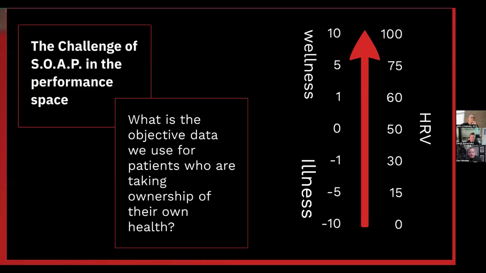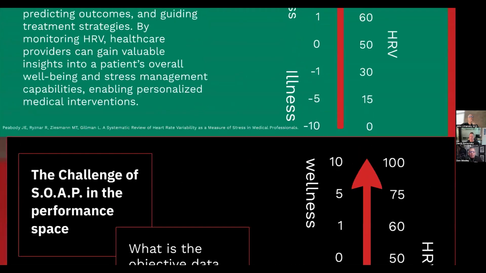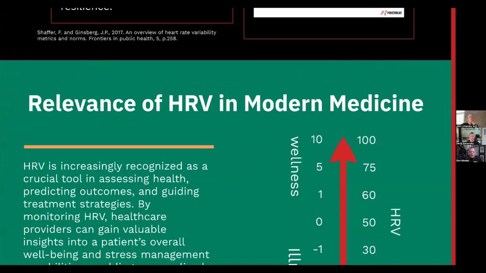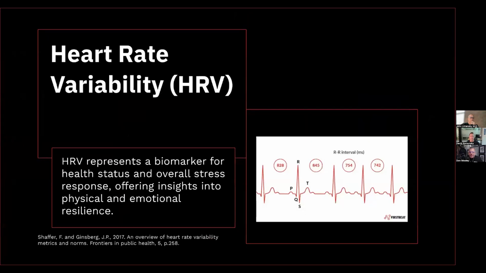So again, we go back to the questions: what is the objective data that we can use? And is there a data point that will reach across the spectrum from illness to performance? Well, I think that's what we're talking about here. Heart rate variability represents a biomarker for health status and overall stress response, offering insights into physical and emotional resilience. And we'll use this term several times, resilience. This is a new factor we're using in sport performance. It's not just strength and speed and endurance, but resilience winds up being a very important term.